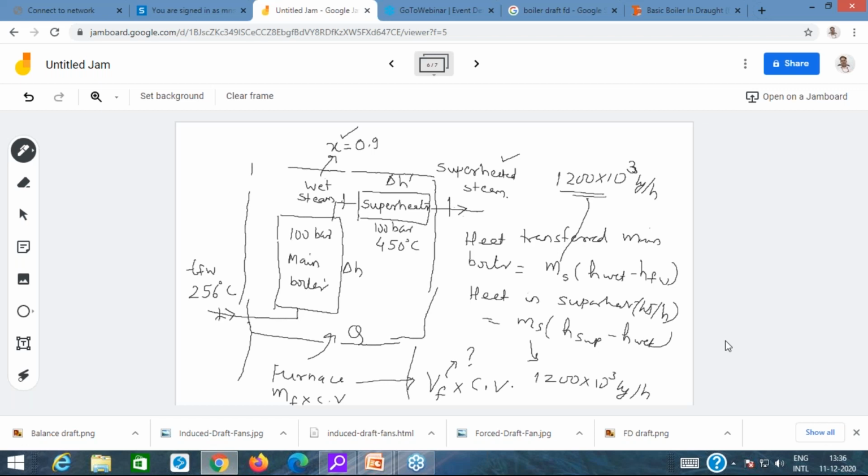So heat transferred in boiler, just tell me the answer in kilojoules per hour. How much is that? Or you can convert it into seconds. Divide this by 3600 and tell me the answers now.